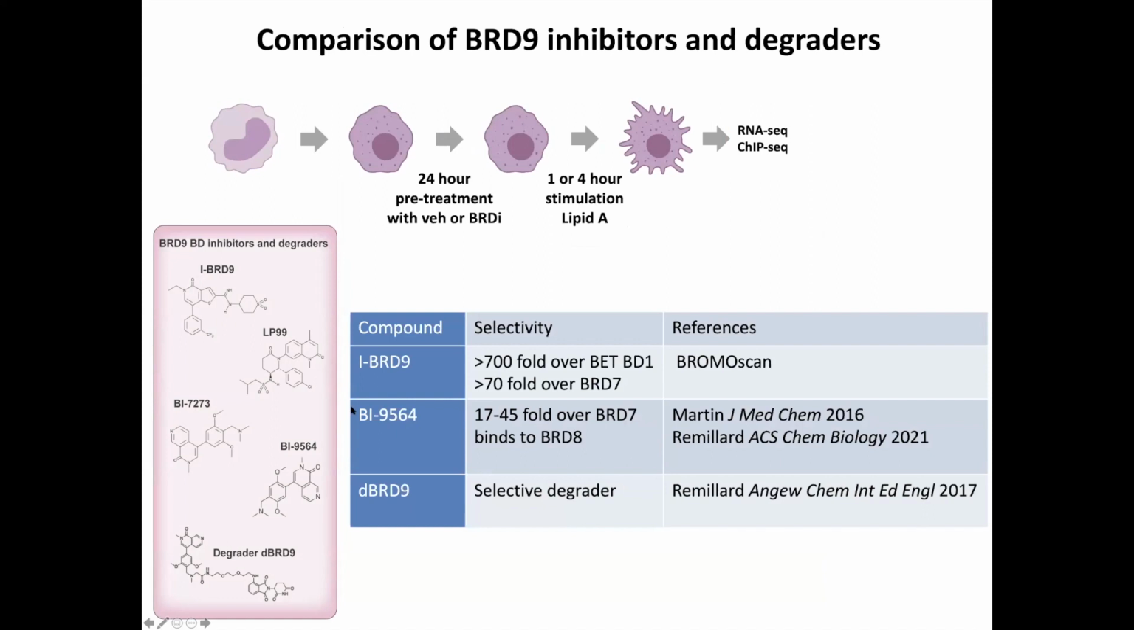And so again, we made use of these BRD9 inhibitors to specifically assess the role of BRD9. And we wanted to not only understand the contribution of BRD9, but assess the effect of these different inhibitors on BRD9 complex function. And so we chose iBRD9, this BI9564 compound, and dBRD9 to compare. And the way we set this up was essentially to treat macrophages for 24 hours with these BRD9 inhibitors, and then stimulate for 1 or 4 hours with lipid A, and then to assess the effect on transcription through RNA-seq, and then perform ChIP-seq for BRD9 and other associated factors.